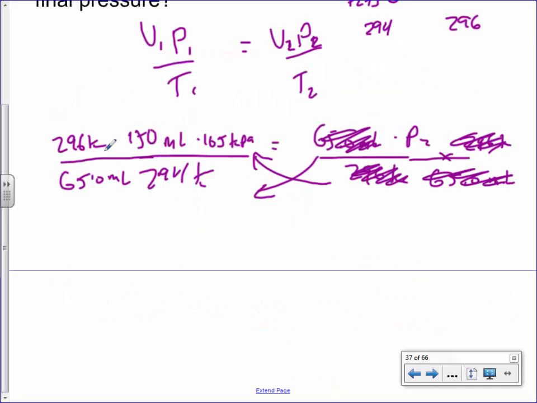Okay, so pressure 2 is equal to this times this divided by these two numbers right here. I'll use my calculator in a second. I just want to show you that the units should cancel. And so the units that are left are kilopascals.